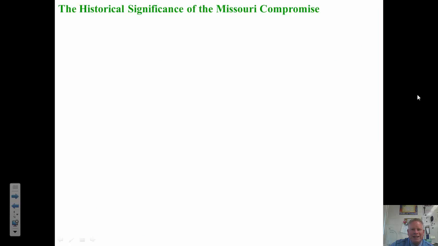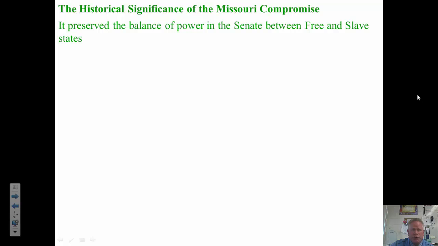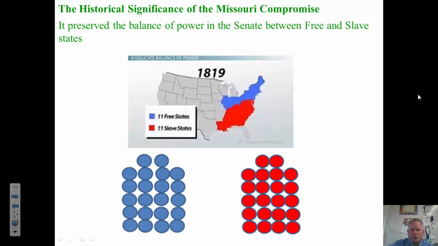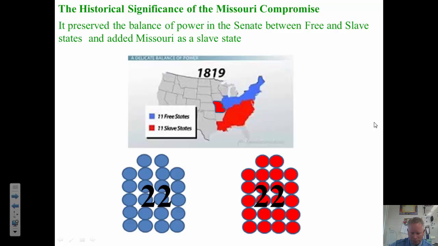The historical significance of the Missouri Compromise: it preserved the balance of power in the Senate between the free and the slave states. Since there were 11 free states and 11 slave states and 2 senators from each state, you had 22 votes for the free states, and you had 22 votes for the slave states. Now, if Missouri was added, that would have added 2 more votes here, and that's what they didn't like. But since they added Maine at the same time, it kept the voting balance in the Senate the same.